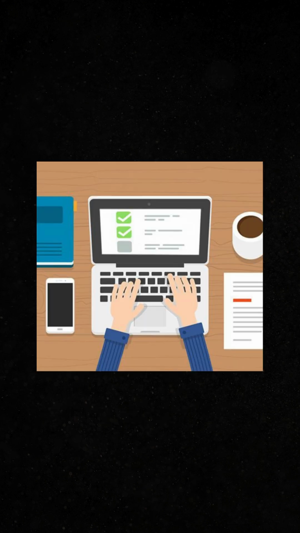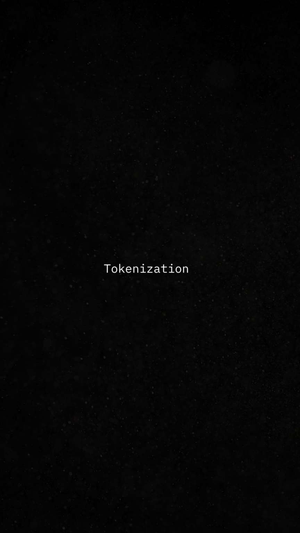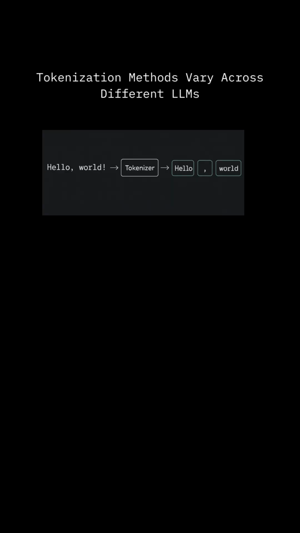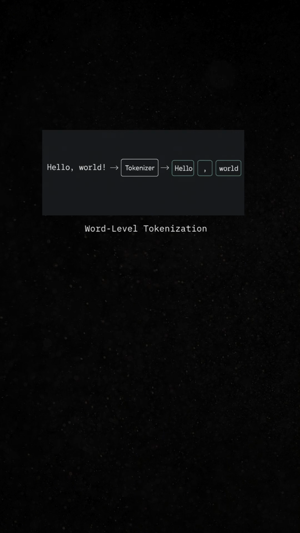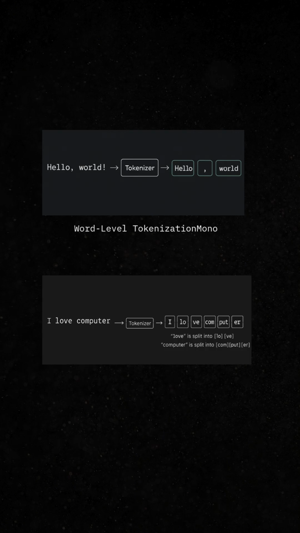When you type something to me, I don't just read it like a sentence. I first break it down into tiny pieces called tokens. Tokens can be full words, parts of words, or even just letters and symbols, depending on the model. For example, hello world might be split into tokens like this. Hello and world, each one a separate piece I can understand.